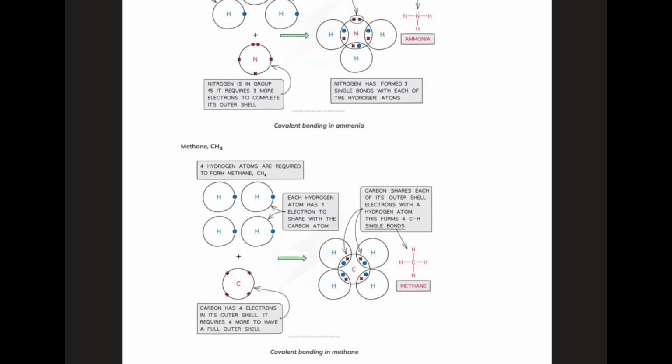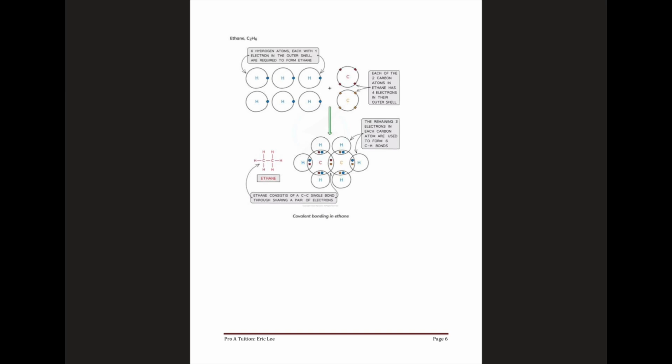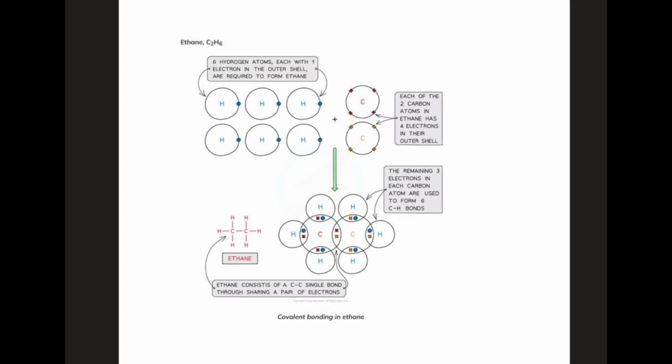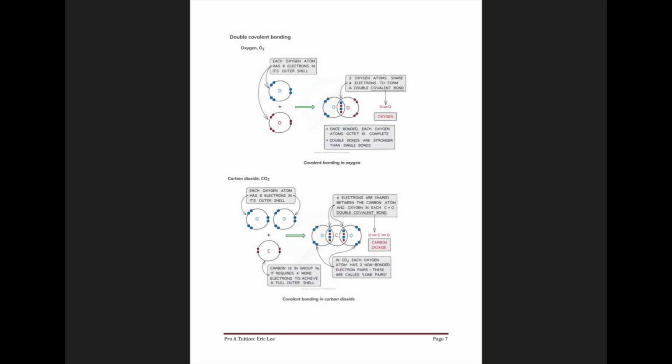And then we have the next one, methane. Methane is one carbon with 4 hydrogens, so they form 4 single covalent bonds as in here. Okay, so it's 4 single covalent bonds. And more example, ethane. So ethane is C2H6. So you can see the carbon here, 1 2 3 4, 4 single bonds, and this carbon also 1 2 3 4, 4 single bonds. So they form something like this. Okay, and let's move on.